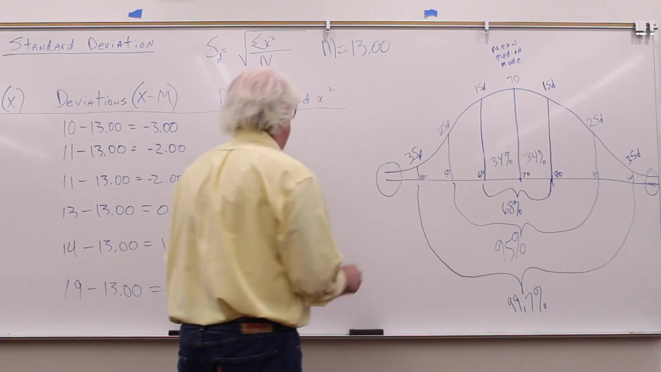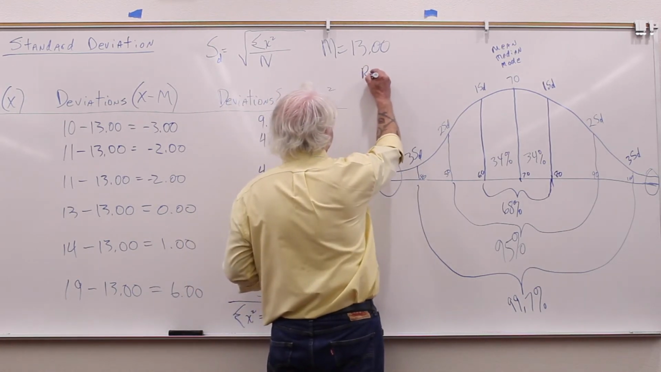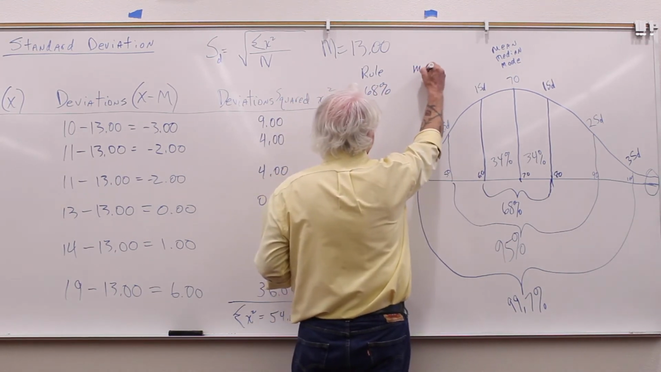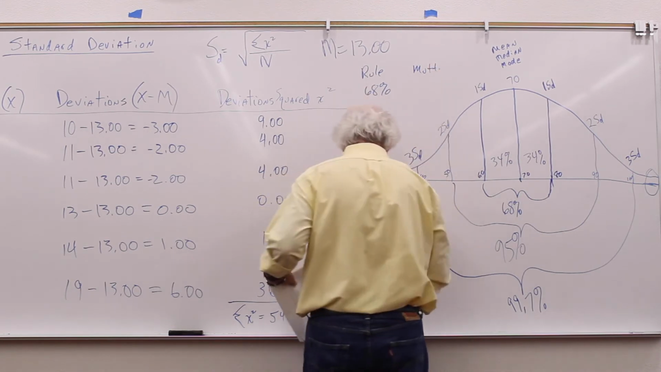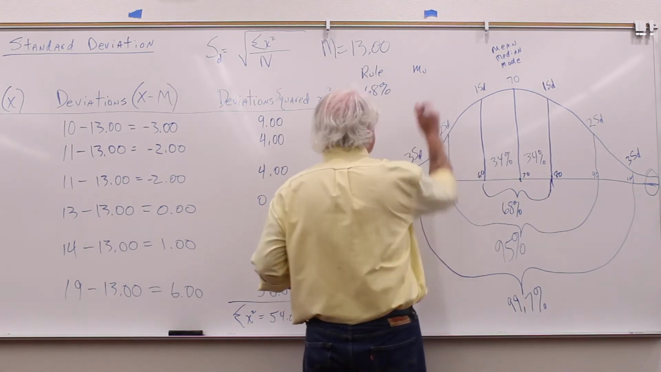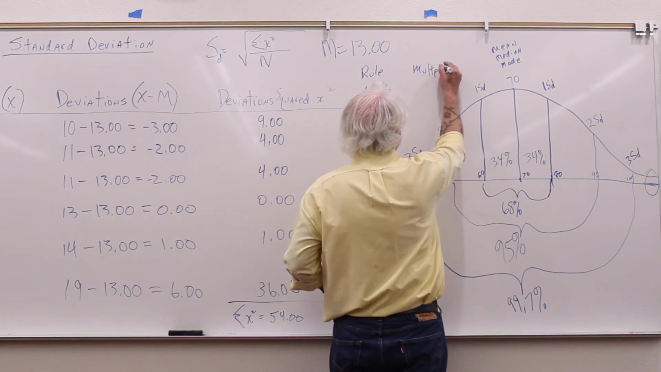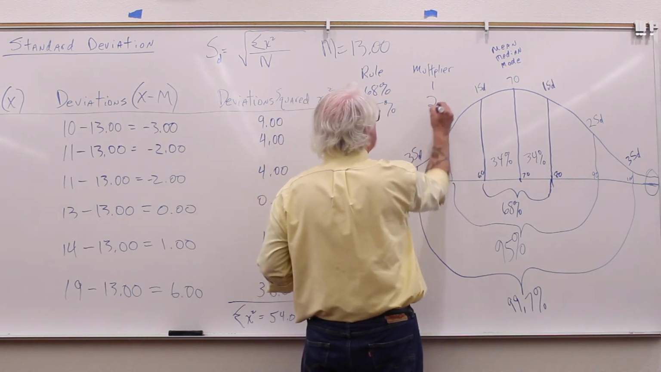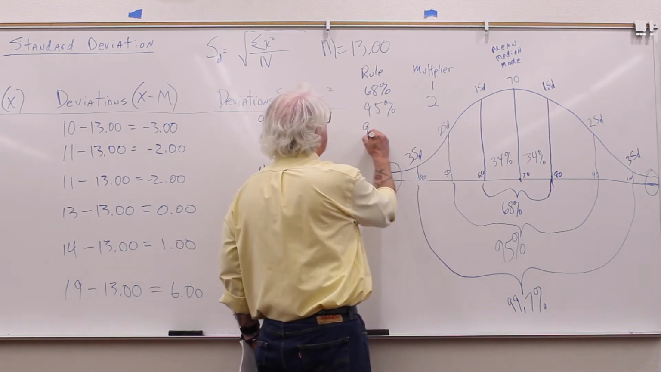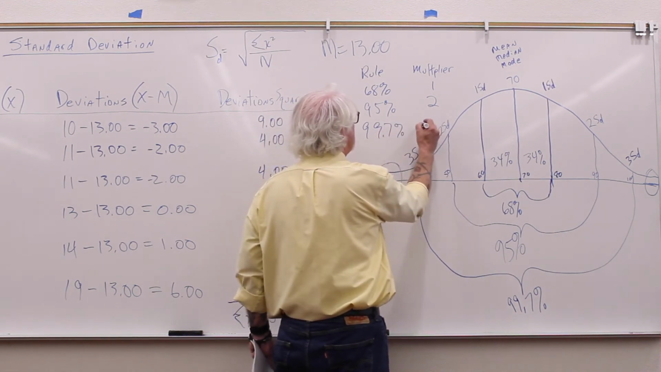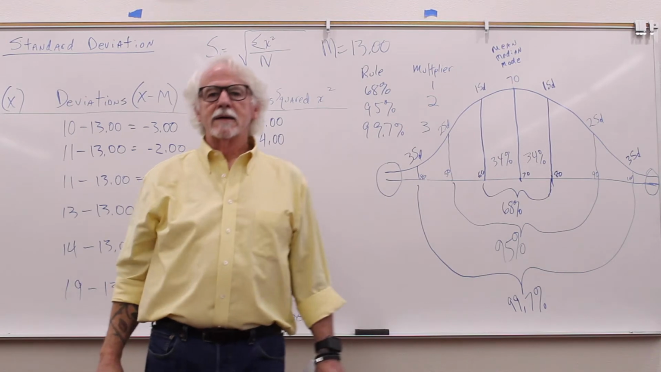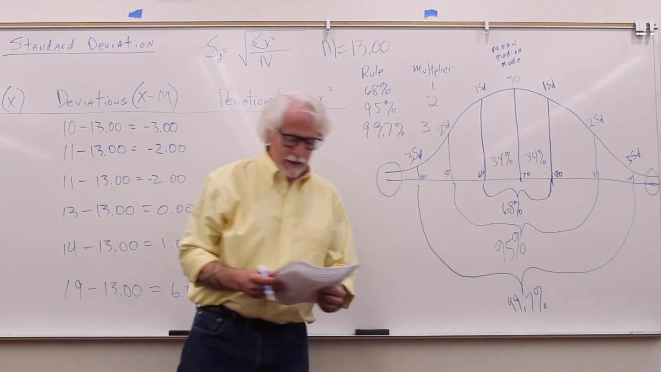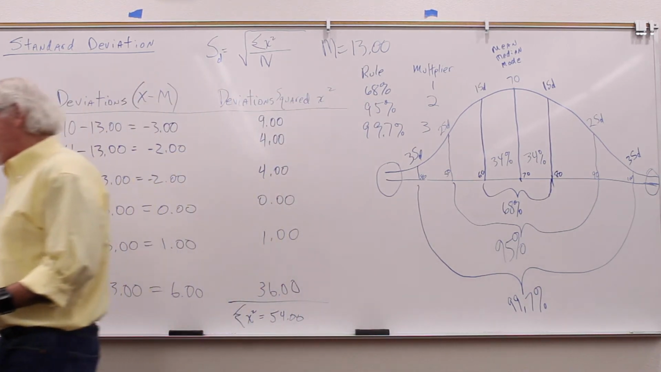Okay? Here's the rule. For the 68% rule, your multiplier is 1. And we'll get into this more, but I want you to remember this now. For the 95% rule, your multiplier is 2. And for the 99.7% rule, your multiplier is 3. Keep that in mind. Keep a record of that, however you want to do it, because you're going to come back to that and use it again, and there'll be actually one more.